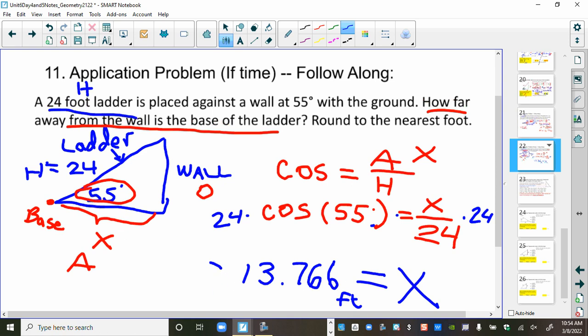Okay, so, and again, I forgot to mention feet. Got to include the feet. So basically, it's a setup. You got to go from here. How do we get from here to here? That's our goal.